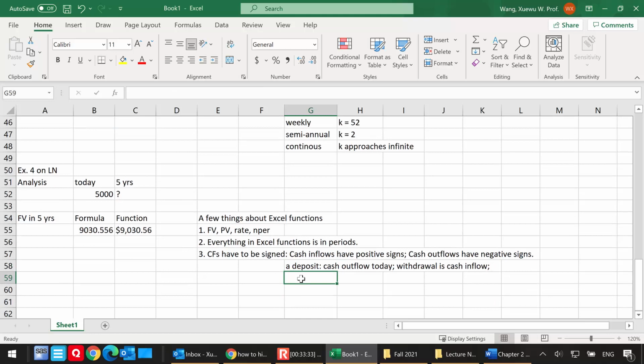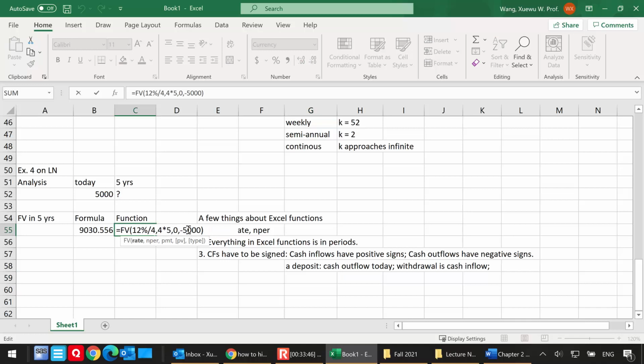So in this case, this person is actually investing. So investing is like making a deposit. All right, so you have a negative sign before the 5,000. That's why I'm signing this 5,000 here as negative.